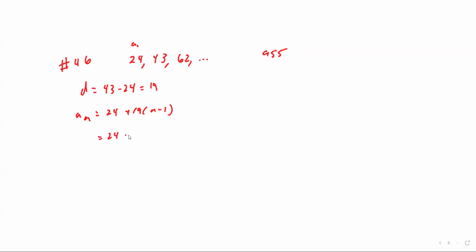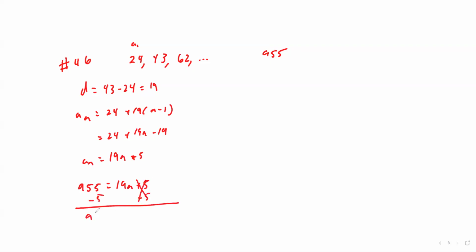So I get 24 plus 19n minus 19, so I get 19n plus 5. Now, with this information, this is what my a(n) is. I need to know what is n. So I'm going to let a(n) now be 955, and now I'm going to solve. So minus 5, I get 950. And then I just need to divide by 19. So 950 divided by 19 gives me 50.